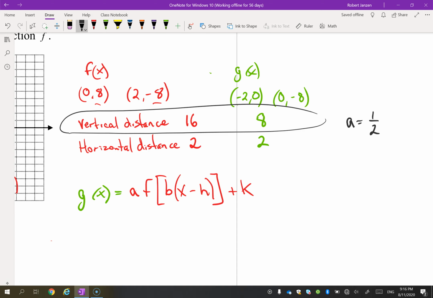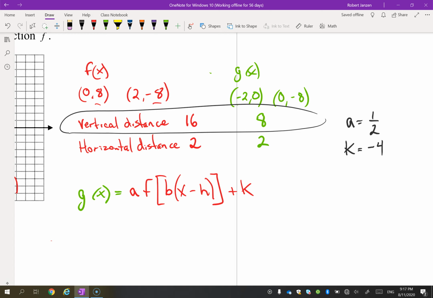Does this make sense? Let's try it on a point. If I take my y value here as 8 and I multiply it by 1/2, what do I end up with? 4. Wait, I'm supposed to end up with 0. What does this tell me about my k value? This must be that I'm also going to go down 4. Does that make sense?